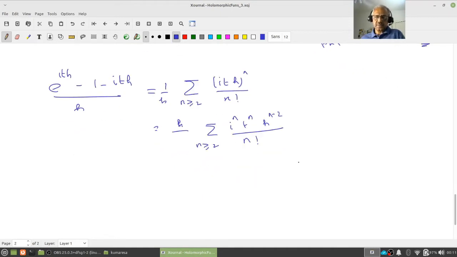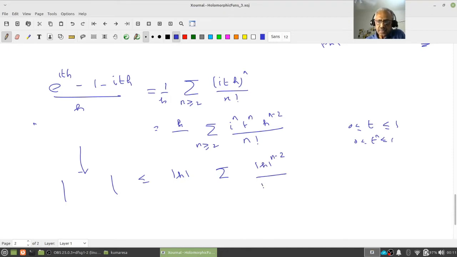Are you following? This I want to estimate. This object in modulus is less than or equal to mod h into modulus of these things. I already explained why I can take modulus. Now remember t is less than or equal to 1. Therefore, t to the power n is also less than or equal to 1. Therefore, this will be mod h to the power n minus 2 by n factorial.